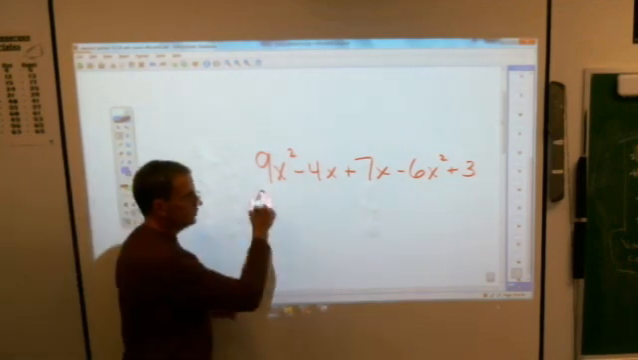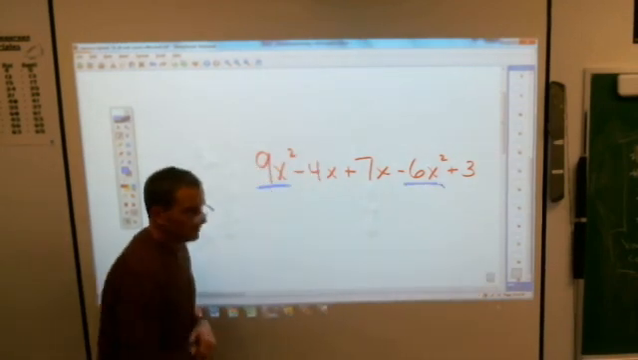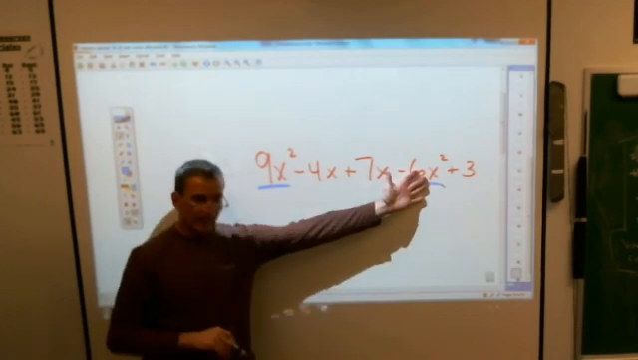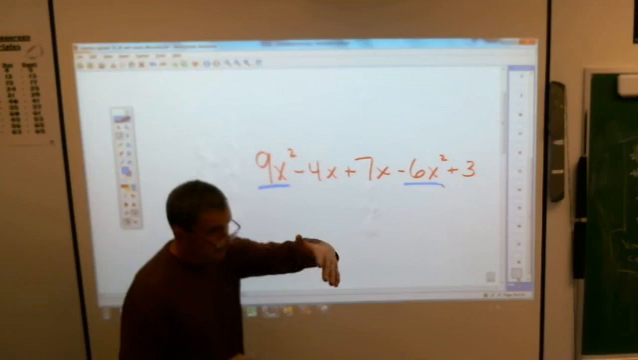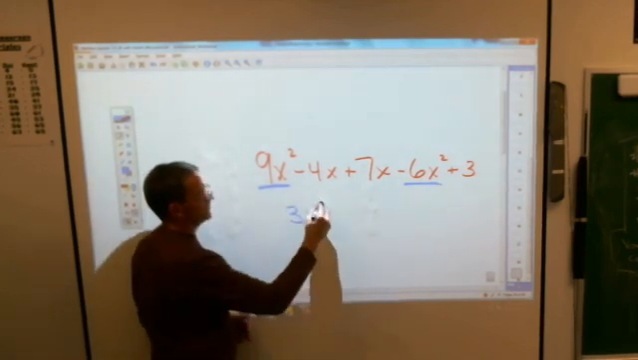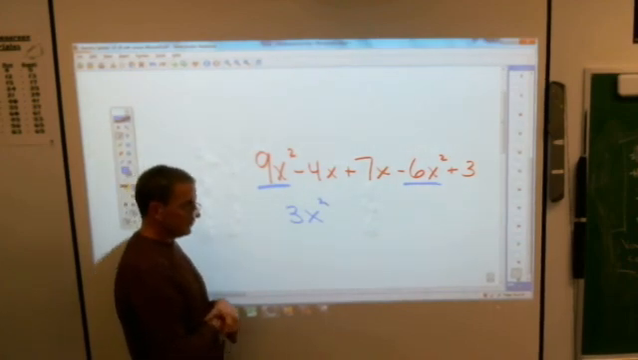I have only 2 x squared terms. This is an x squared term, this is an x squared term. If I have 9 x squareds and I take 6 of them away, what am I left with? 3 what? 3 x squareds. They don't change into anything else, that's what they end up with.